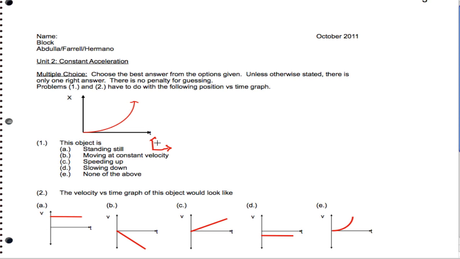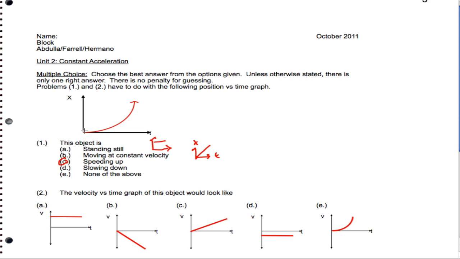If something's standing still, its position versus time graph would look like this. If it's moving at constant velocity, its position versus time graph would look like this, or with a negative slope. Now, if it's speeding up, that's what this graph is doing, and the correct answer is in fact choice C. But what I want to talk about really quickly is what's going on here.